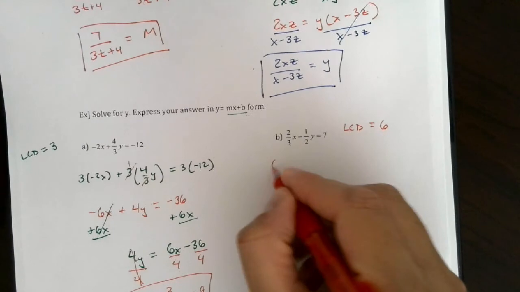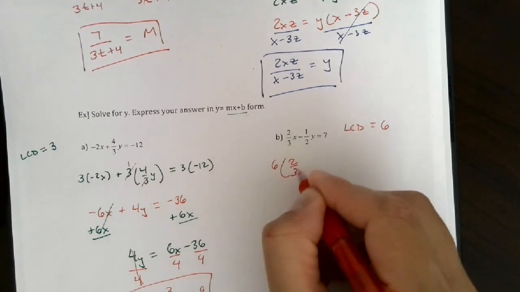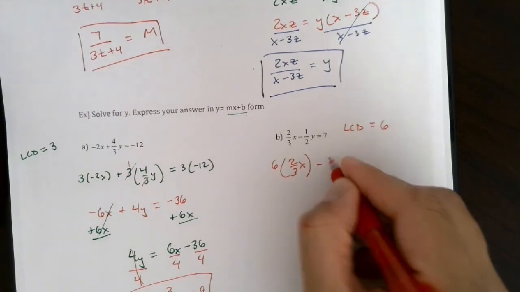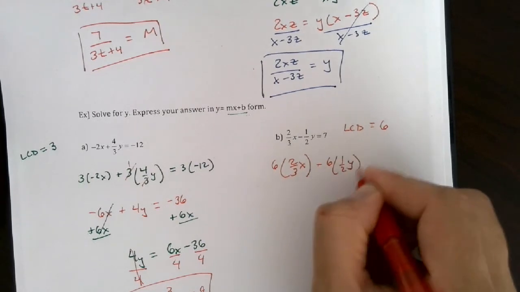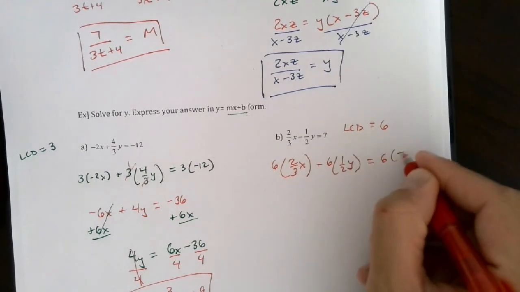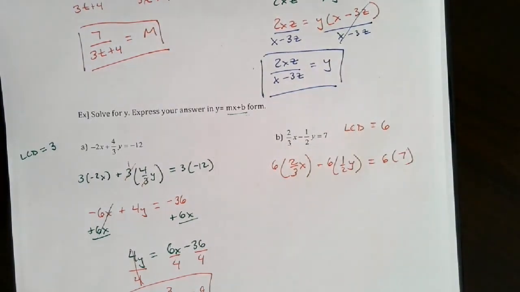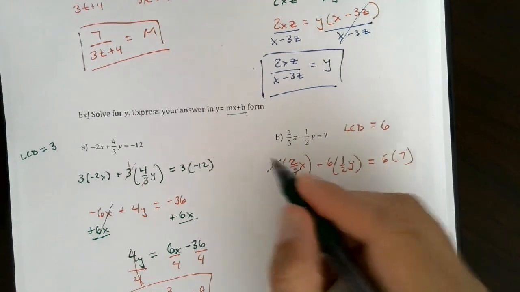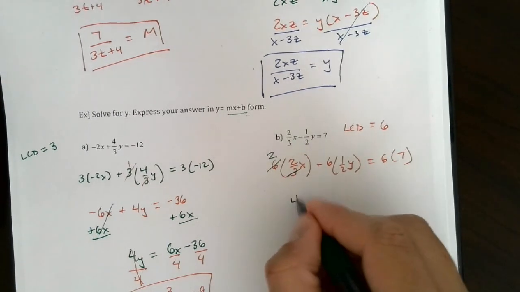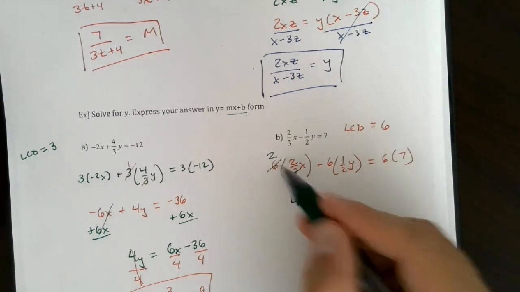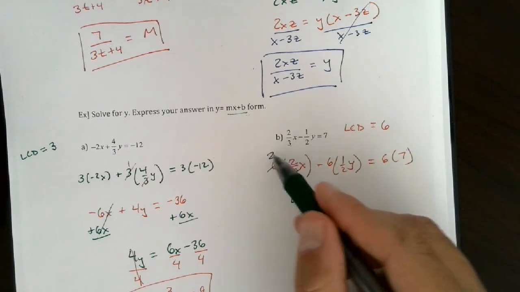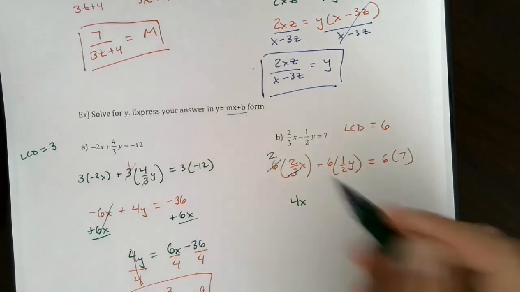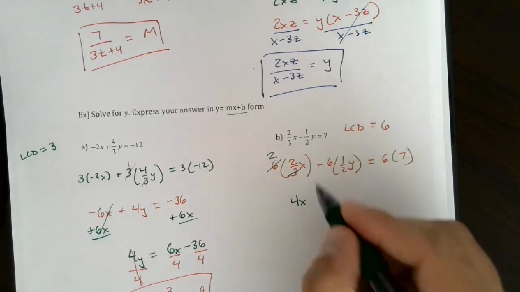So I would have 6 times 2/3 x minus 6 times 1/2 y equals 6 times 7. And then you want to clear fractions. So here you've got 6 divided by 3, which gives you 2, and 2 times 2x gives you 4x. So remember, you would sometimes divide this. They don't just cancel completely. You're left with 6 divided by 3 gives you 2. 2 times 2x, now you multiply inside, gives you 4x.